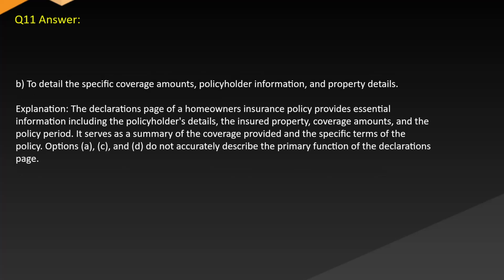Answer: B. To detail the specific coverage amounts, policyholder information, and property details. Explanation: The declarations page of a homeowner's insurance policy provides essential information including the policyholder's details, the insured property, coverage amounts, and the policy period. It serves as a summary of the coverage provided and the specific terms of the policy. Options A, C, and D do not accurately describe the primary function of the declarations page.